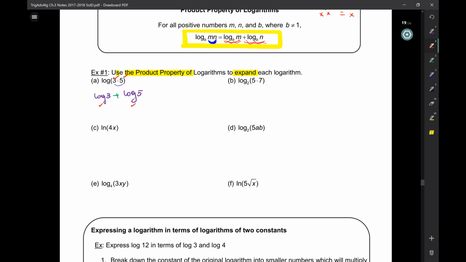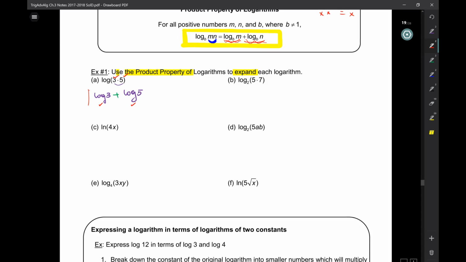I'm kind of confused about how the product property goes with this. Well, inside the log, you have 2 things that are being multiplied, right? You give each one a log, and you add them. That's all. I didn't realize that. Yeah. That's the answer. That's it. This is the answer.